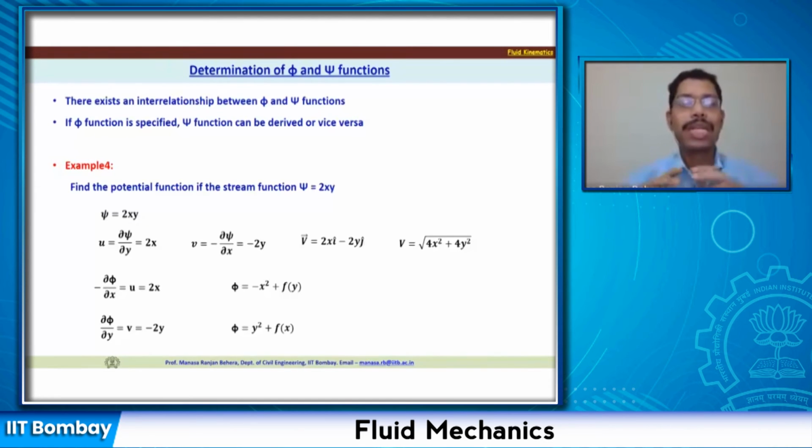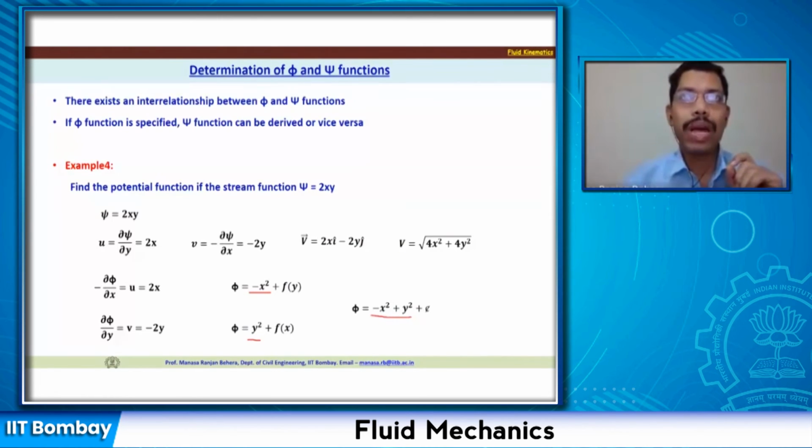Now we know that the phi function is a single phi function, it is not two. So for the total phi function, what you need to do is add these two. So what will happen? The phi is equal to minus x square plus y square. You got minus x square from here plus y square from here. If you add these two, you will get minus x square plus y square.